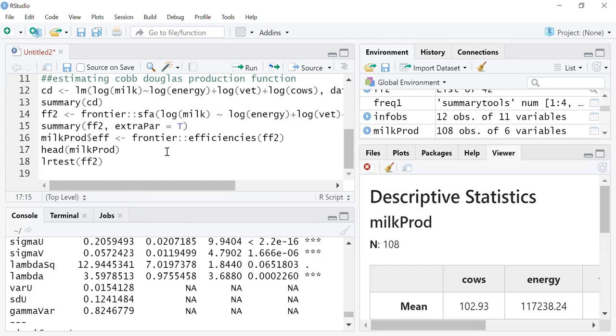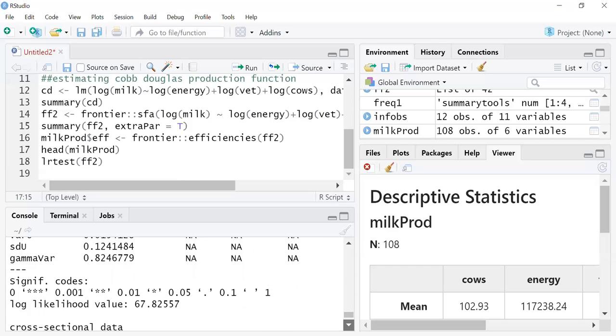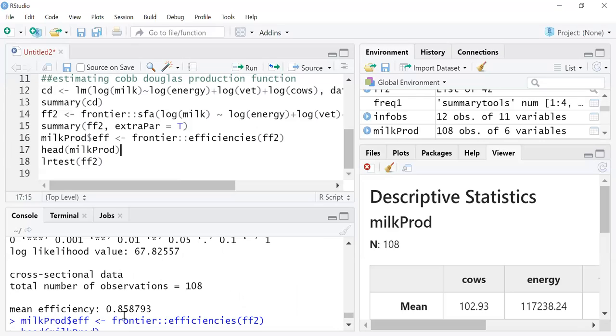Now, please listen, because I want you to get it. Here we have 0.86, isn't it? I hope it's clear up to that level. That is your mean efficiency? Yes. Which means your mean inefficiency is 0.14. I hope that one is clear. Yes or no?